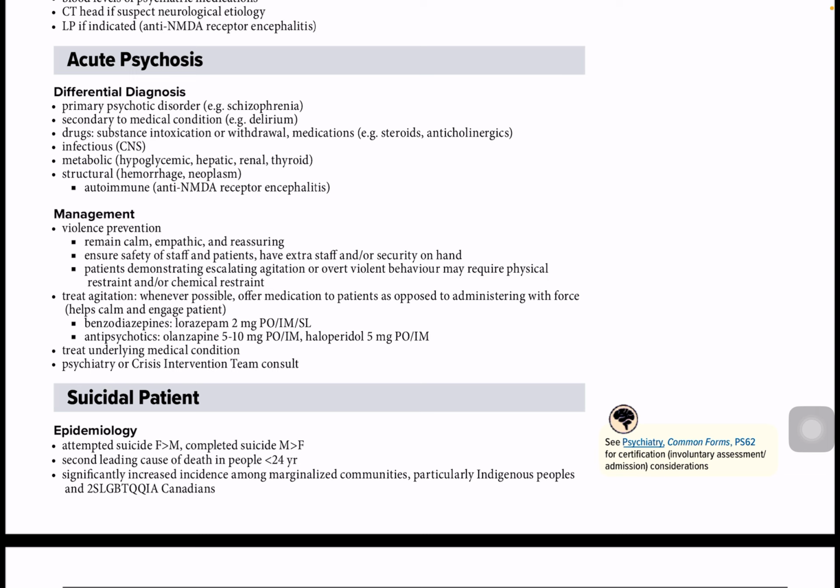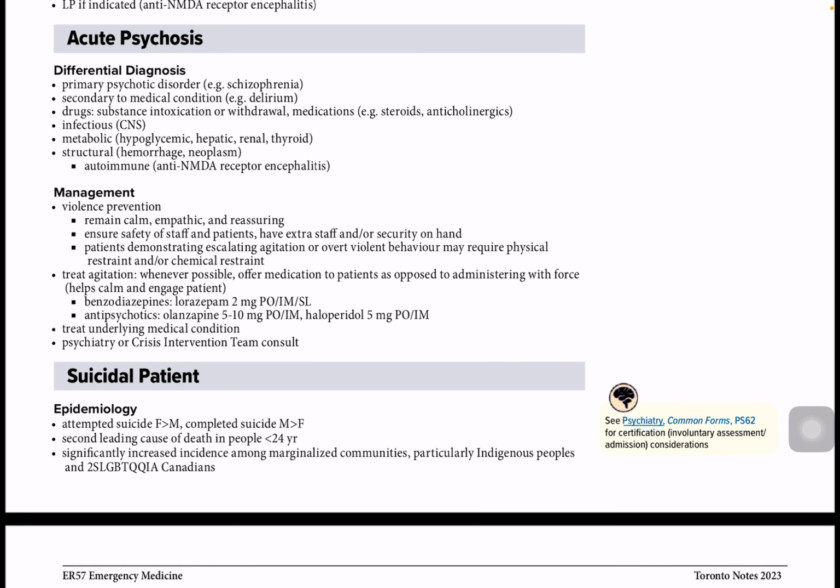Help calm and engage the patient. What are you going to give? You're going to give a benzodiazepine, lorazepam 2 mg per oral, intramuscular or sublingual. Very important exam question: which medication are you going to give? Lorazepam 2 mg per oral, intramuscular or sublingual. Or you may also give antipsychotic medications like olanzapine 5 to 10 mg per oral or intramuscular, haloperidol 5 mg per oral or intramuscular. So you need to know the dosage of these three medications. Lorazepam is 2 mg, olanzapine is 5 to 10 mg, and haloperidol is 5 mg.